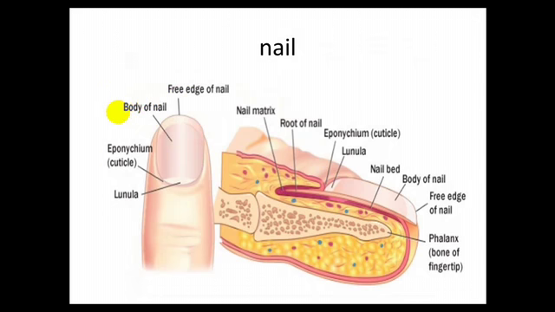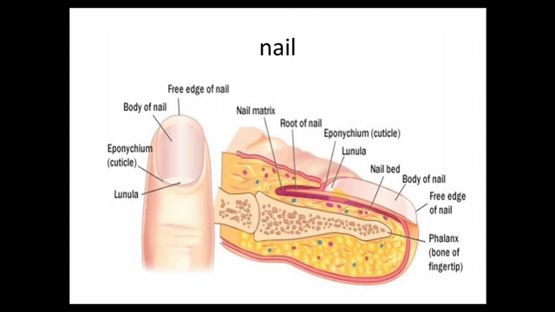It is located on the distal phalanx of each finger and toe, and is composed of plates of heavily compacted, highly keratinized epithelial cells that form the nail plates. Okay, these are the nail plates resting on a structure called the nail bed, which is the epidermis.